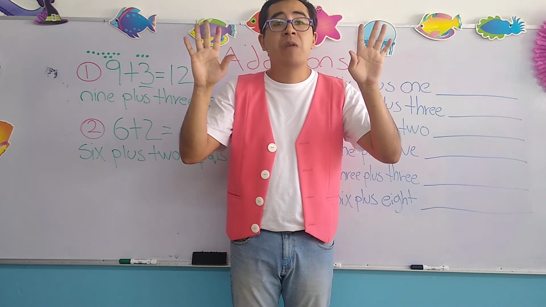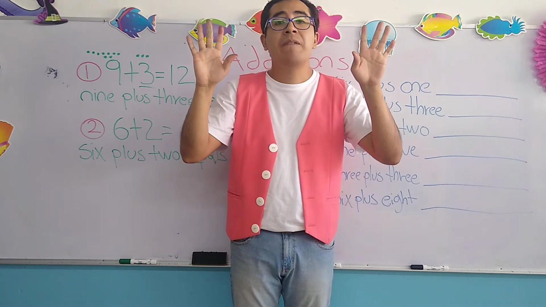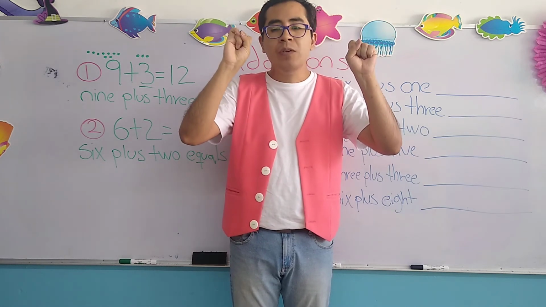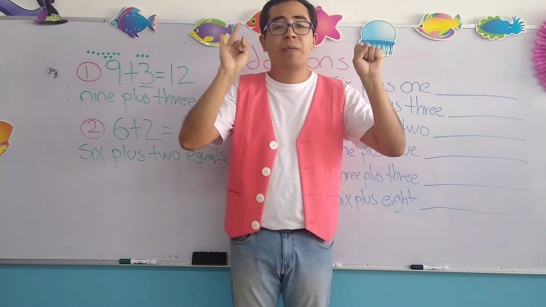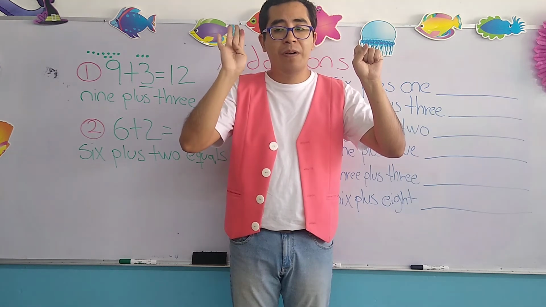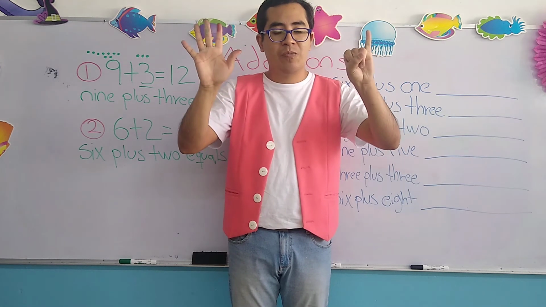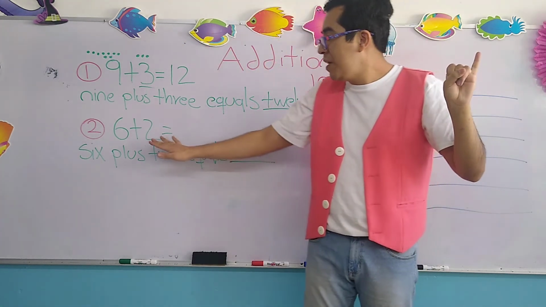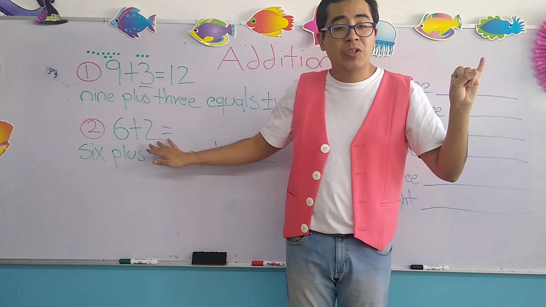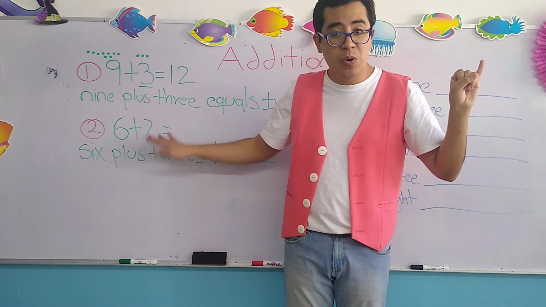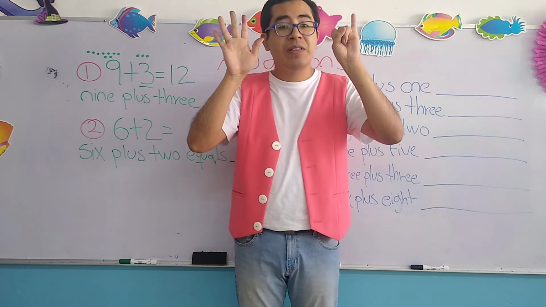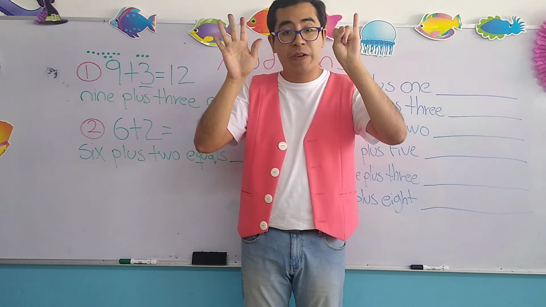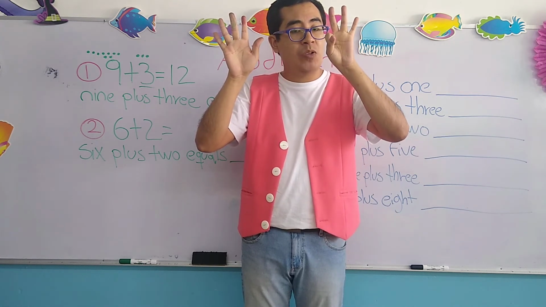Now first of all, we have to count 6 fingers. 1, 2, 3, 4, 5, 6. We have 6 fingers. Excellent, okay? But we need 2 more. The addition says plus 2. So we have to raise, tenemos que levantar 2 fingers. 2 more fingers. 1 and 2.